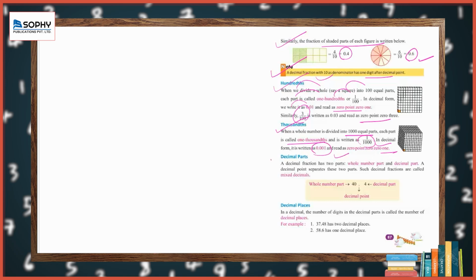0.001. In decimals, a decimal fraction has two parts, a whole number part and a decimal part. A decimal point separates these two parts. Such decimal fractions are called mixed decimals. Here is the whole number part, students. Here is the decimal part and here is the decimal point. Now let's look at the decimal places. In a decimal, the number of digits in the decimal part is called the number of decimal places. For example, 37.48 has two decimal places. Here it has one decimal place.